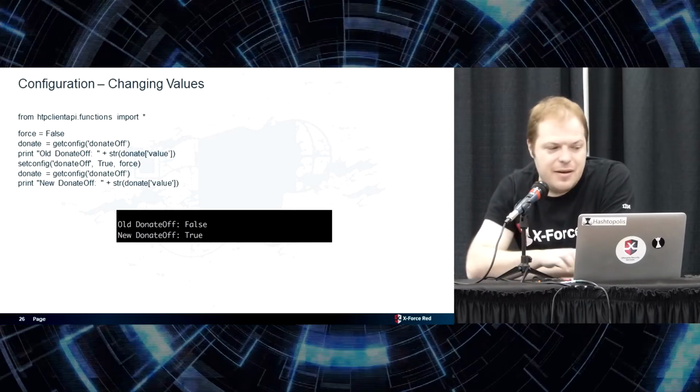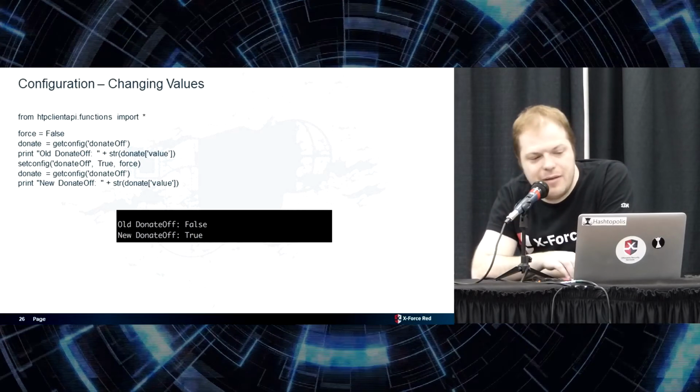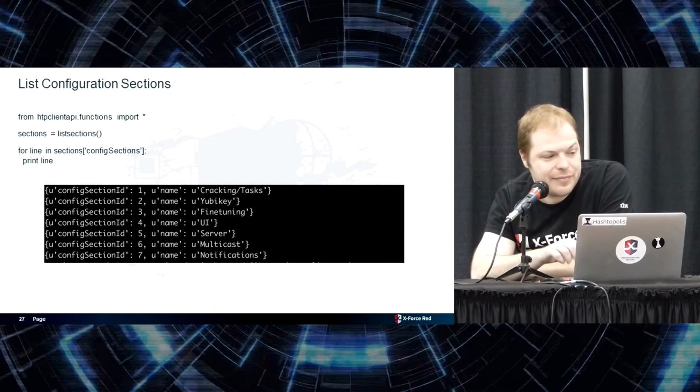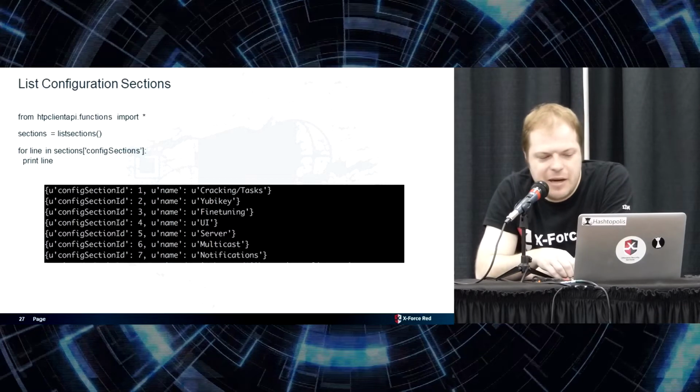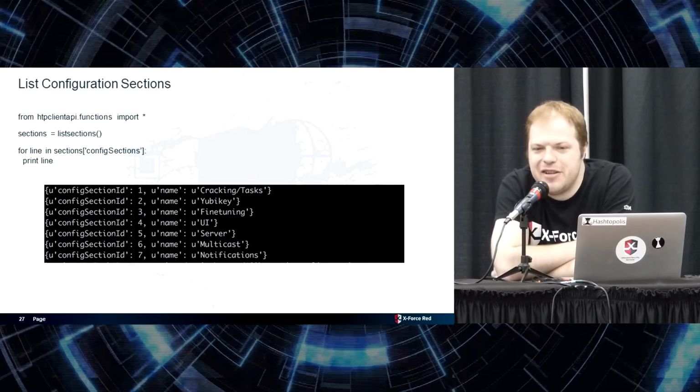Nice and easy. Now, if you want to see what else you can change with that, there are some scripts for that too, like listing the configuration sections. You run sections equals list sections, loop over it, print each line. You have stuff like cracking, your tasks, your YubiKey, your fine-tuning, your UI, server, multicast, notifications. These are some handy broad categories that you see. I don't actually use these when changing configs, because we use list configuration items for that.